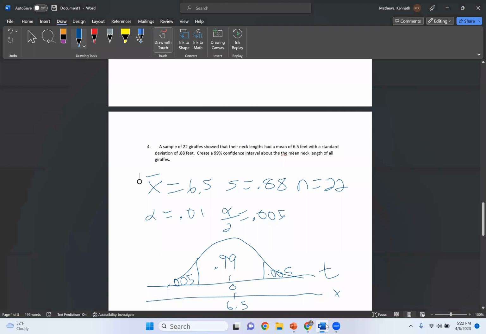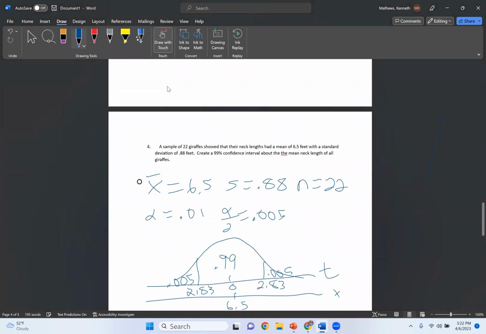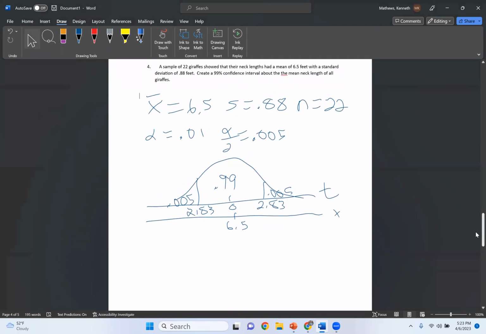Let's mark that in. So this would be 2.83, and this would be 2.83. Something very bad happened. Okay. And scroll down a little bit. Okay, great. And now let's find our lower and upper limits. Our lower limit's going to be right there. Oh, this is negative 2.83, positive 2.83. So let's go back to Desmos.